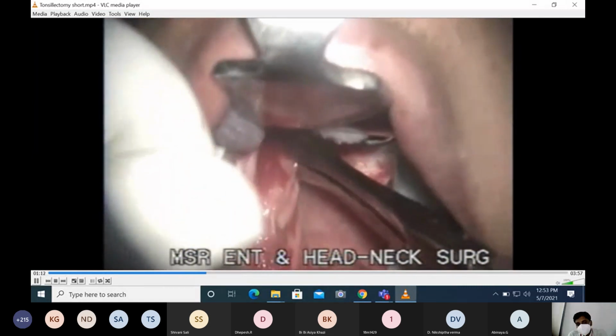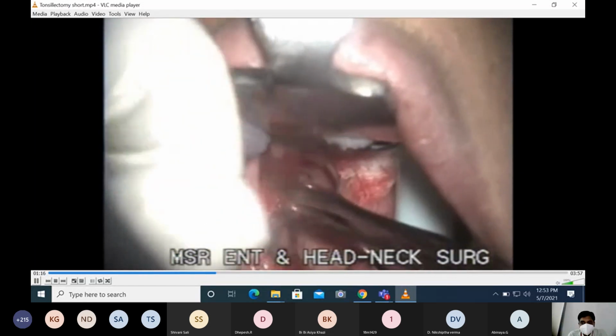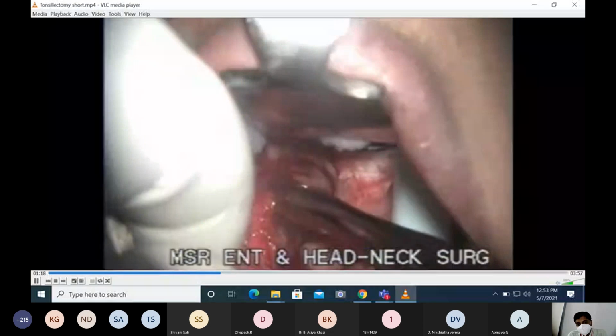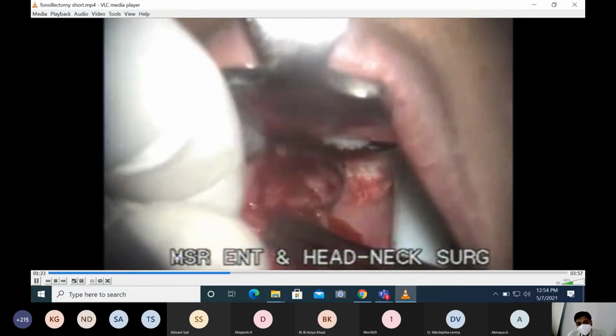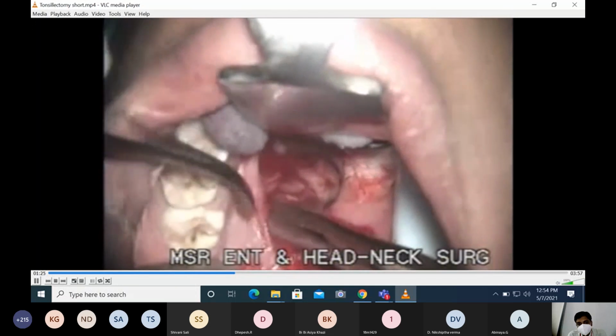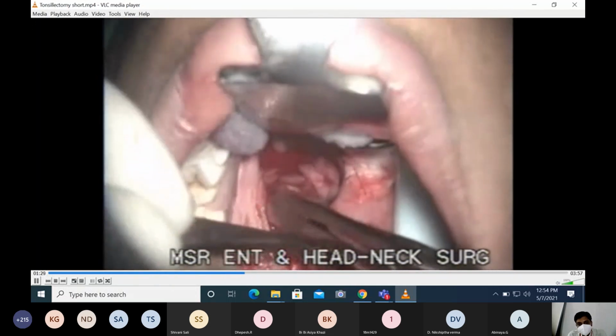Yeah, so I have entered the plane of dissection. I change my grip and I will continue the dissection. Dissection is continued in a systematic manner, separating the anterior pillar, the fibrous bands between the tonsil and the tonsillar fossa in the middle, and the posterior pillar using a combination of blunt and sharp dissection.